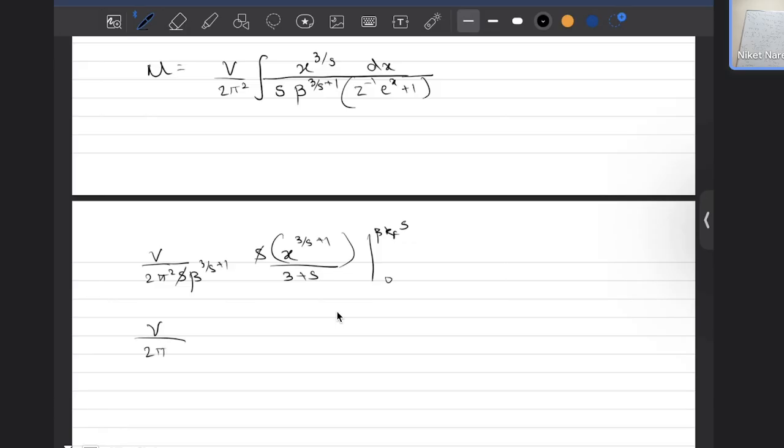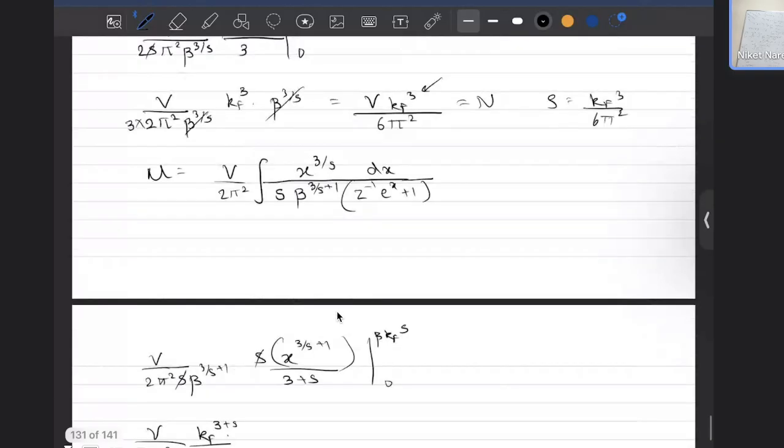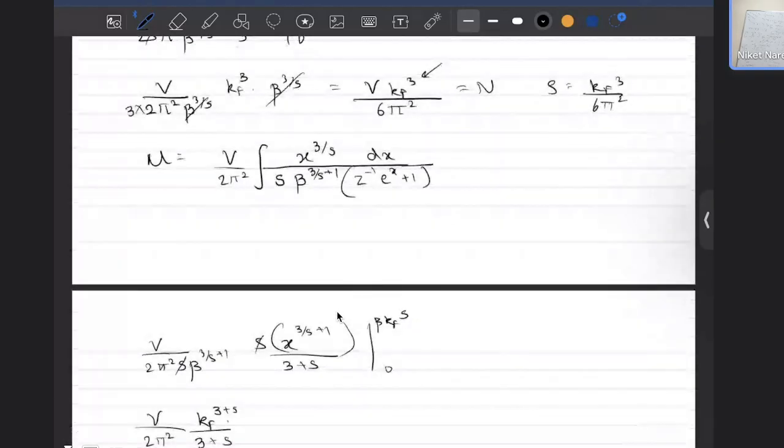V divided by 2 pi square, beta gets cancelled, kf cube into kf power s, 3 plus s, right? Kf power 3 plus s divided by 3 plus s is equal to u.